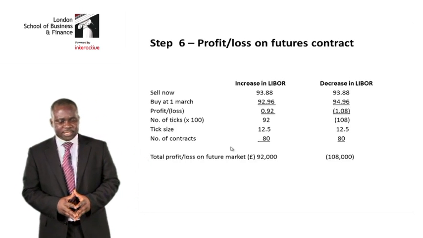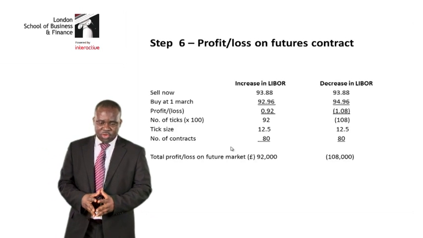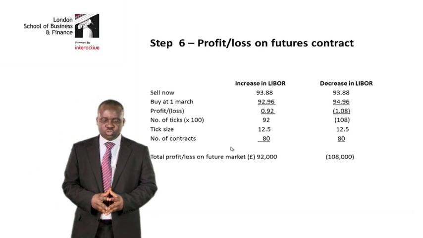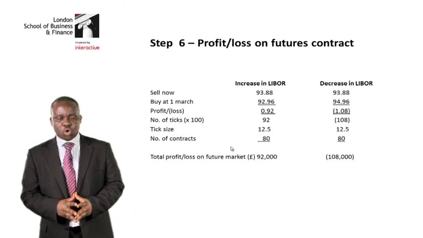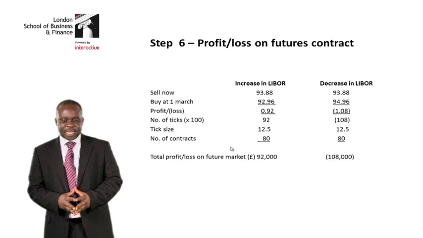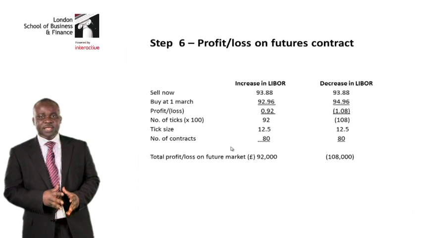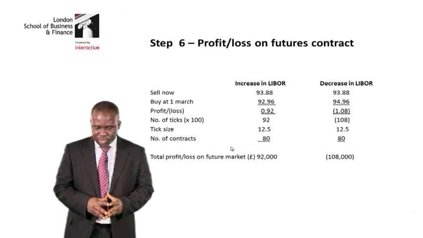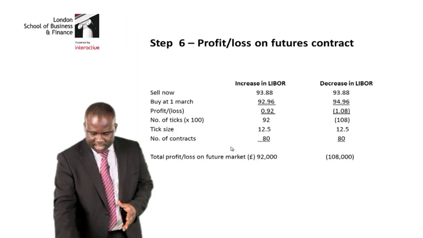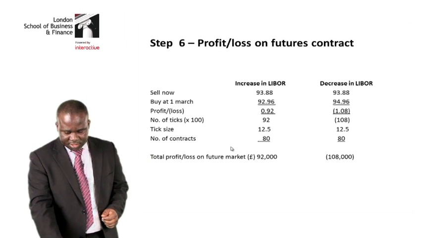Per contract that you entered into, and we calculated the number of contracts to be 80. Therefore, if you multiply the 92 by the 12.5 by the 80 contracts, it should give you a total of 92,000. And the loss when interest rate decreases is going to be a loss of 108 times the tick size times the number of contracts, and that is giving 108,000 as well. So this gives us the profit or loss on the futures contract.